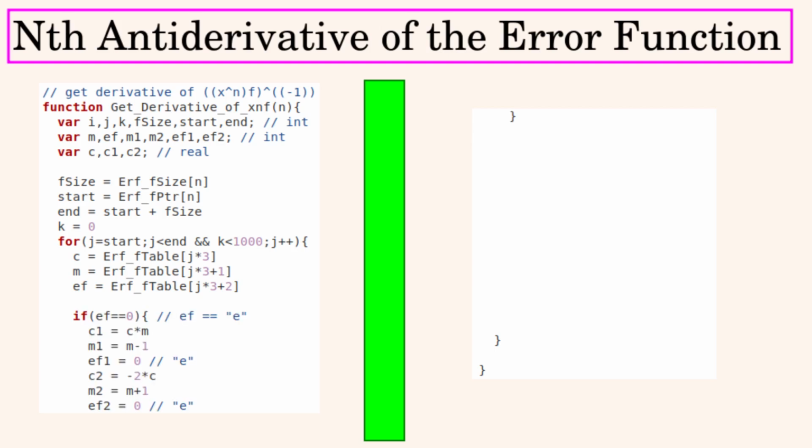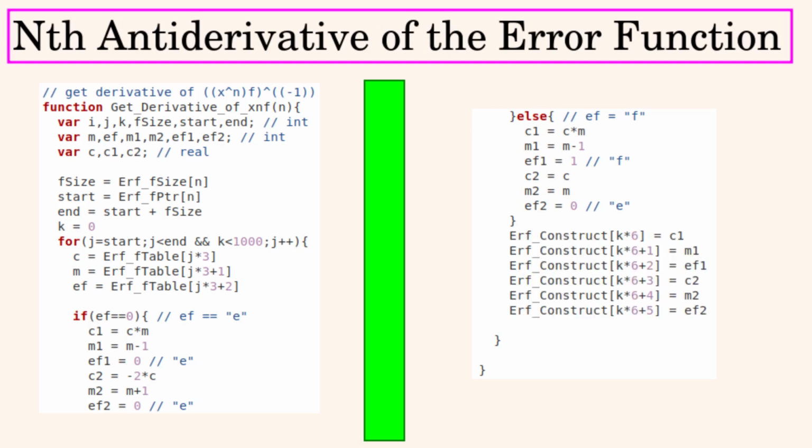If the term has an e in it, we'll place these variables into the construction array. And if the term has an f in it, the only other option, then we'll place these variables into the construction array instead. Here is where we'll place these two terms into the construction array, so that they may be simplified later. Here's where we'll increment the variable to prevent an infinite loop.